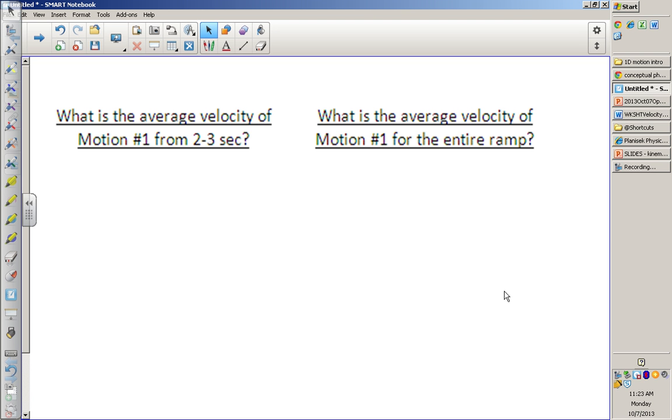Next, for the entire ramp, do we know what the velocity at 0 seconds was? It was 0. Do we know the velocity at the end of the ramp? Okay, we figured out that that was 10. So to figure out the average for the entire ramp, what do you do? Right? Add these together and divide by 2, right? Which is plugging them into the equation. And when you add those together and divide by 2, what do you end up with? 5 meters per second.